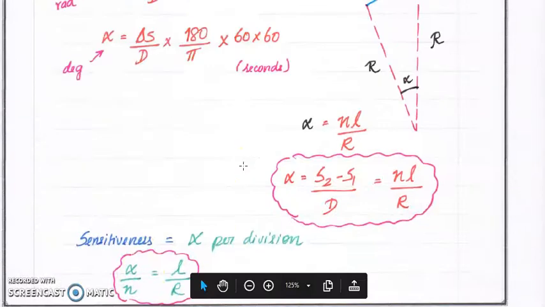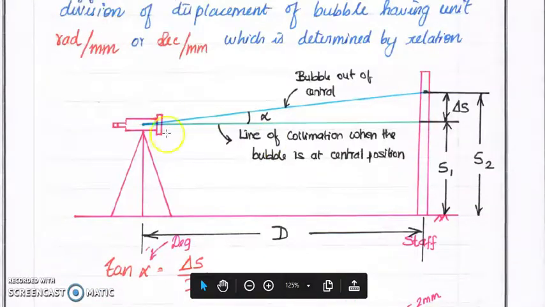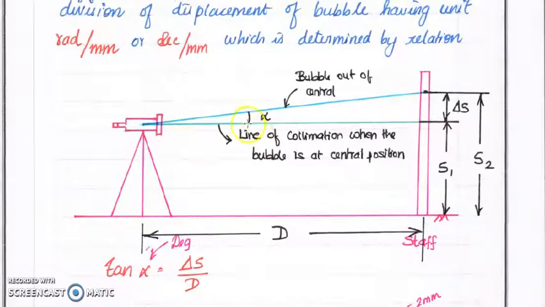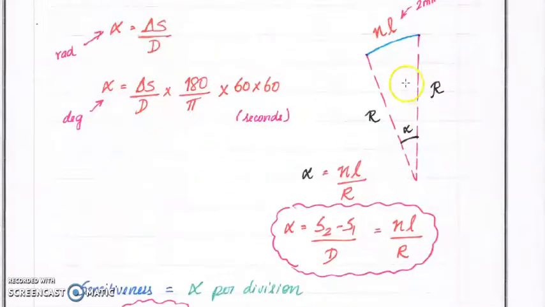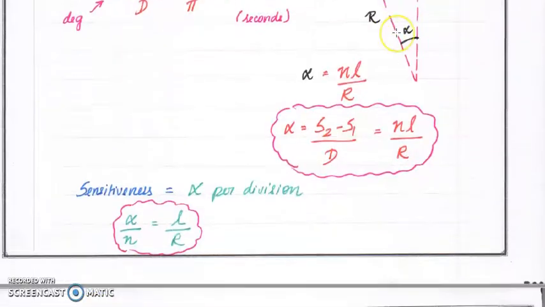Here, N is the number of divisions, alpha is the vertical angle, and R is the radius. Okay, next.